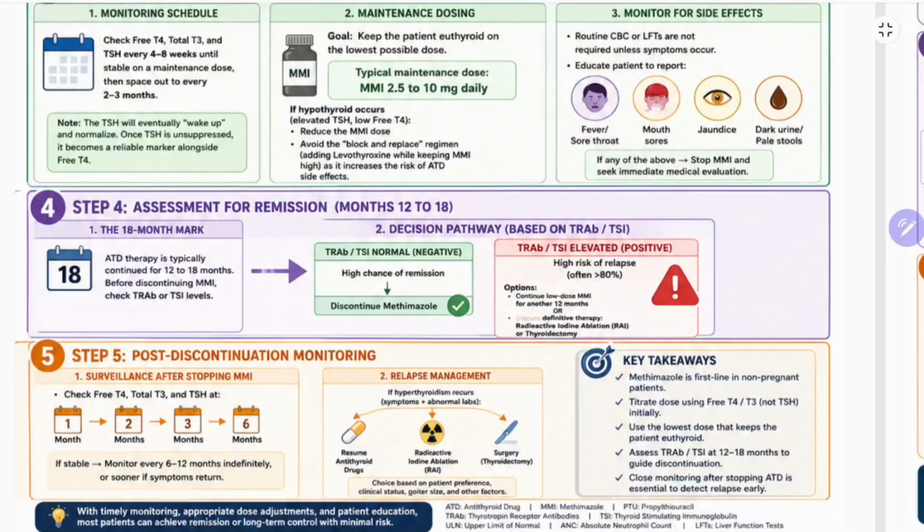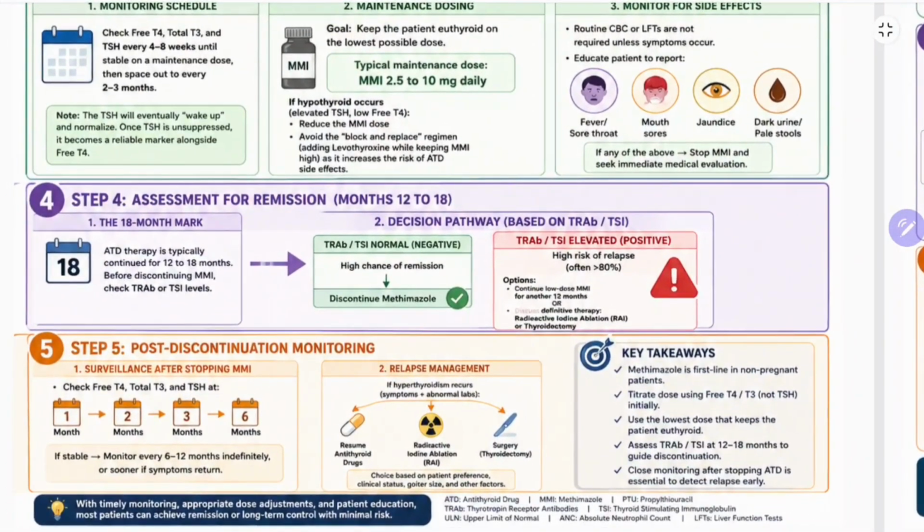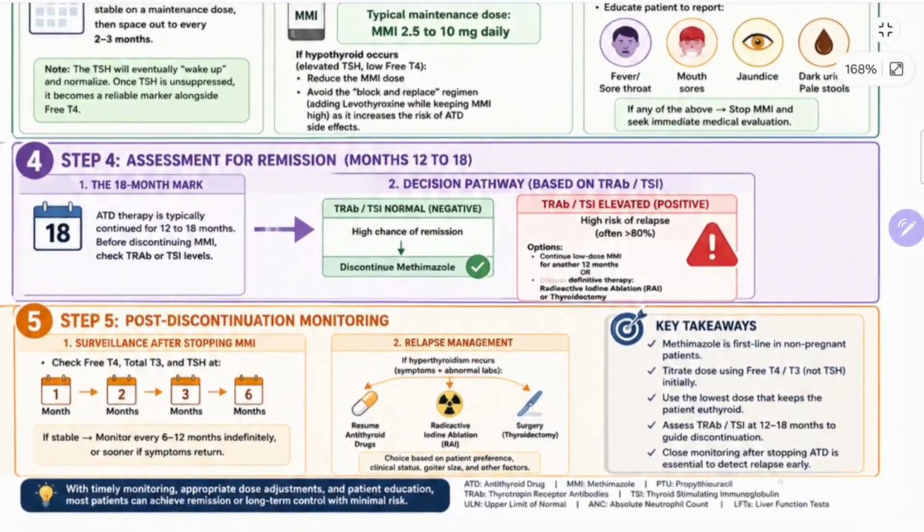Now, assessment of remission. So now the patient has covered the journey. And she was on the maintenance dose for 12 to 18 months. So the 18th month mark is important, because 50% will remit and 50% will relapse. This is important. So how will you assess the probability? By seeing the thyroid receptor antibody levels.